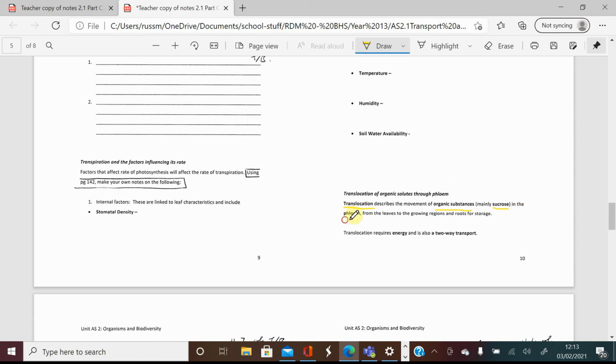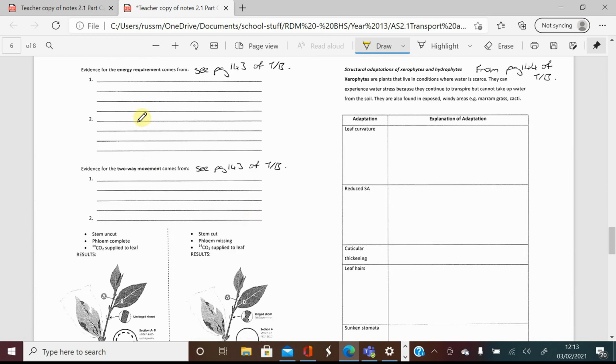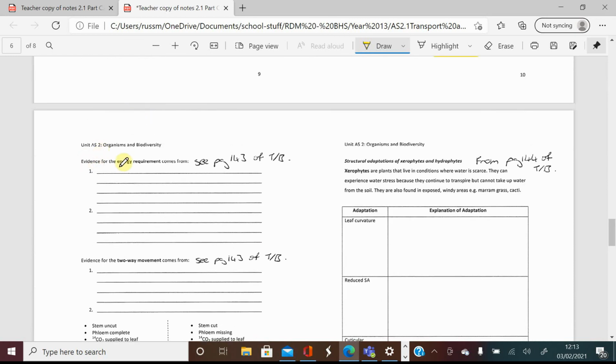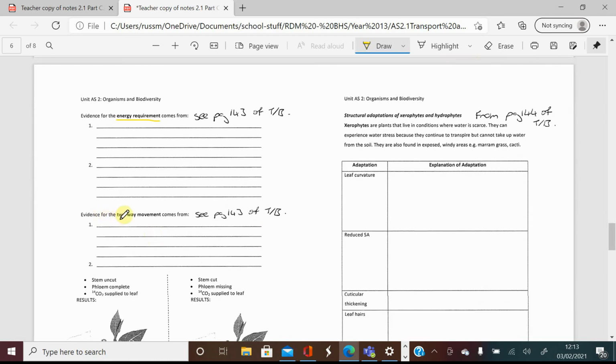So it's transported in the phloem and goes to growing regions and roots, so it means up and down. It requires energy, which companion cells will give you, and it's also a two-way system. Now, I then ask for evidence for energy: what is the evidence that energy is required for this translocation, this sugar movement, and then the evidence for two-way movement? You can see it's referred to your textbook.